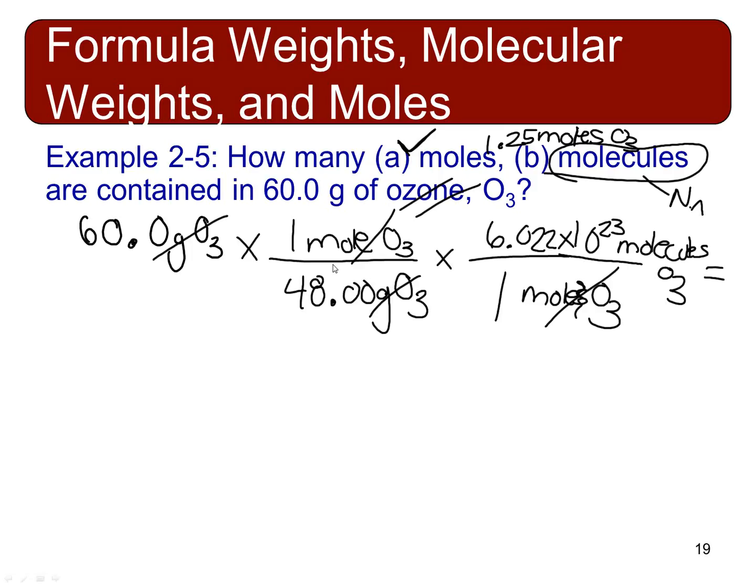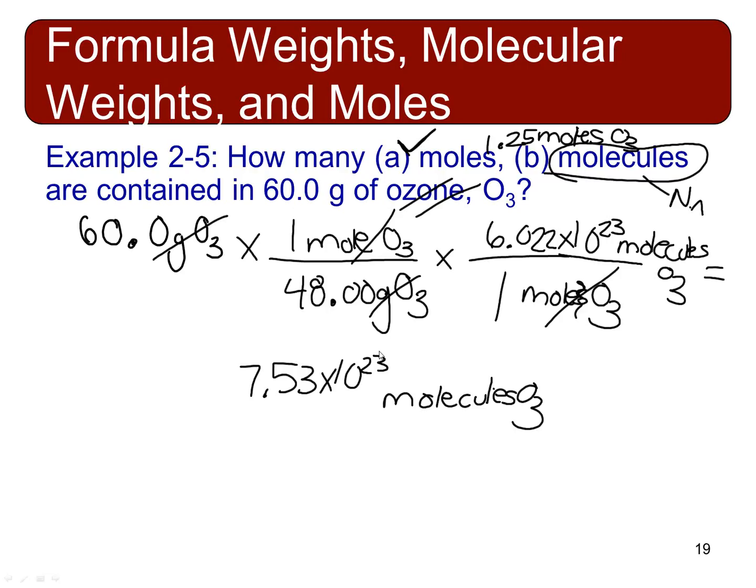Okay, so we're going to find our answer should be molecules of ozone. Okay, what did you guys get? What's your answer? Very good. So you got about 7.53 times 10 to the 23rd. So a very large number, which obviously you would think so.